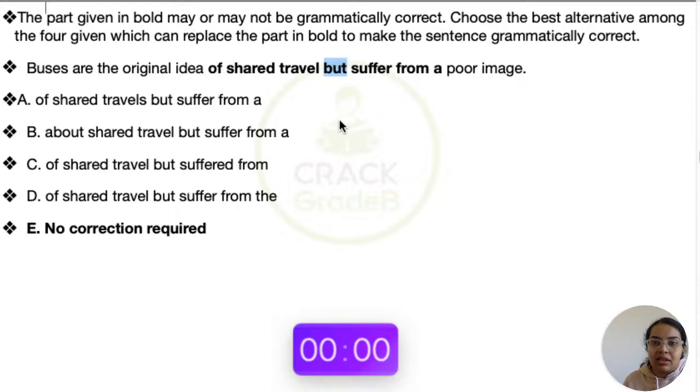But is a connector here. So this is how we do it. No correction was needed in this one. Is there a doubt in this? A poor image. The poor image would also mean that there is the only image that buses have, which again is a wrong thing to say.